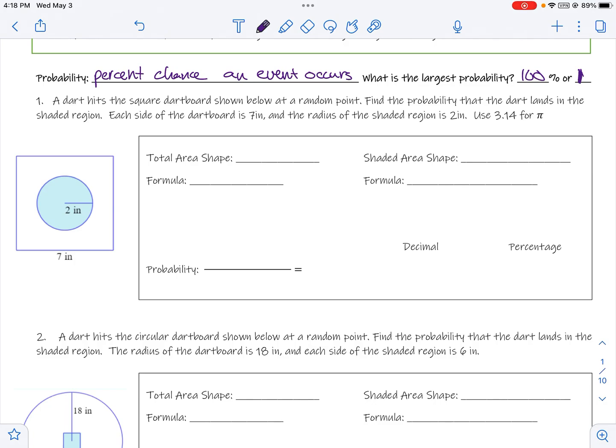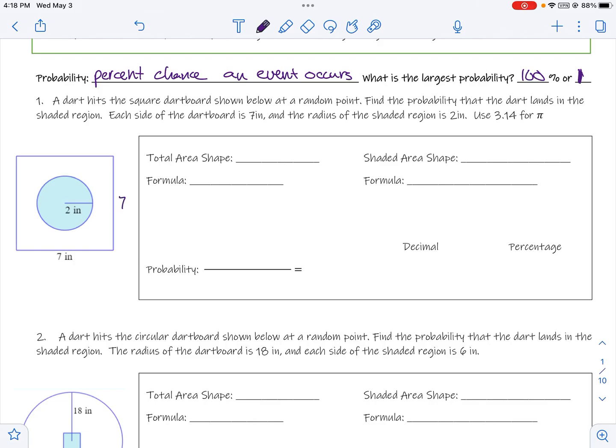So again, this is like blindfolded. We're throwing at random. There's a good chance that you'll hit outside of the circle, but it wants to know what the probability is that we will hit inside the circle. So the first thing we need to do is find the area of both of those. We need to find the area of the total shape, which is something that we're pretty good with.